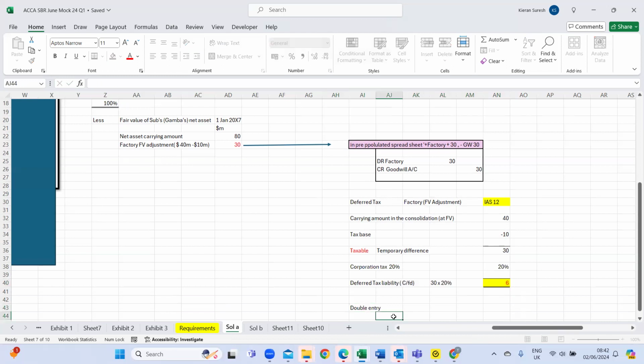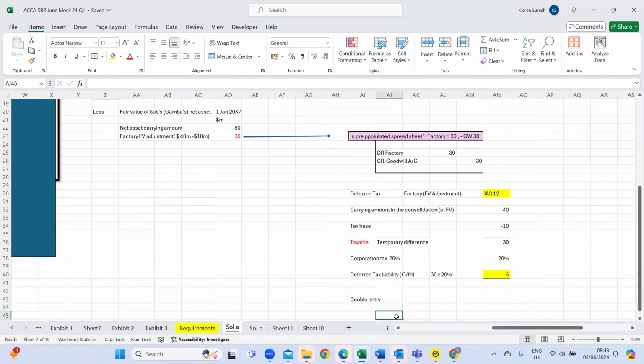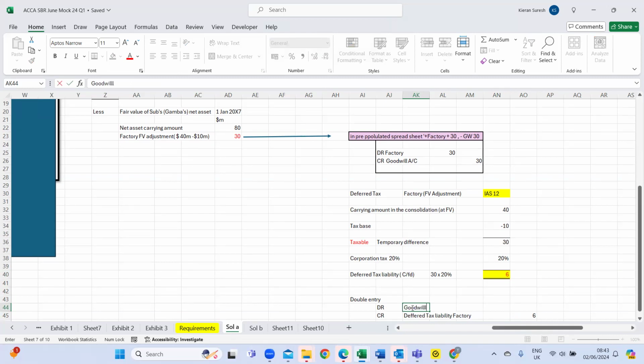Double entry for this deferred tax: deferred tax is a liability, so we would credit the deferred tax liability account, and this is for the factory. How much would we credit? 6. So the debit is going to be the goodwill account. How much was the goodwill account? 6. Now remember, it is important to note the date.